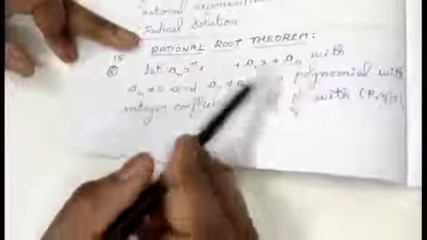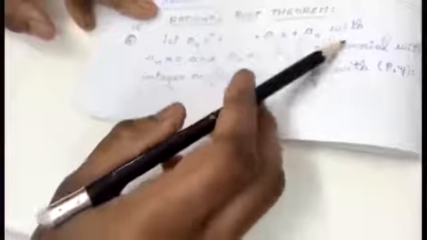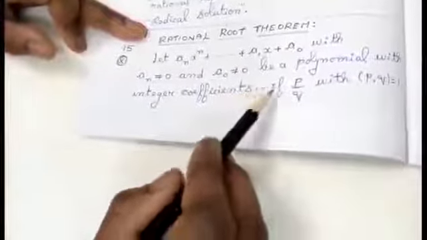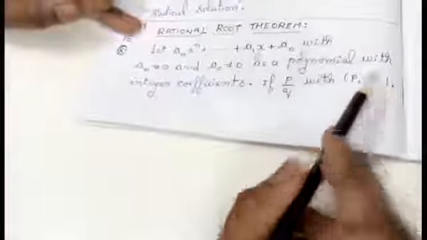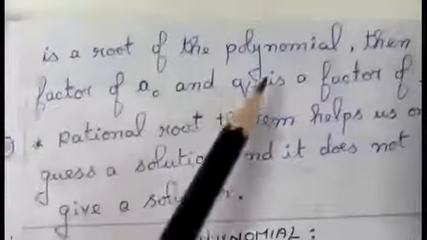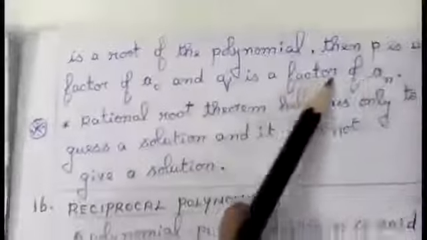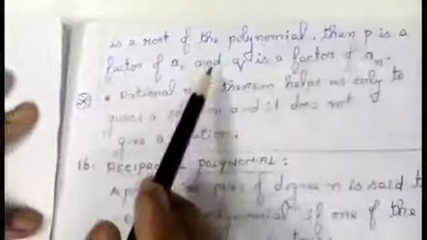We are going to take the polynomial an x to the power n plus etc. plus a1x plus a naught, with a naught not equal to 0. That is, the first coefficient and the last coefficient must not be equal to 0. Let it be a polynomial with integer coefficients. If p by q, with HCF of p comma q equal to 1, is a root of the polynomial, then p is a factor of a naught and q is a factor of an. So this is the concept of the rational root theorem.